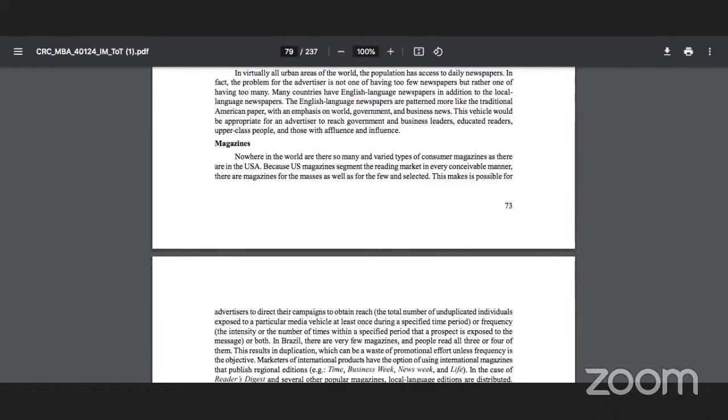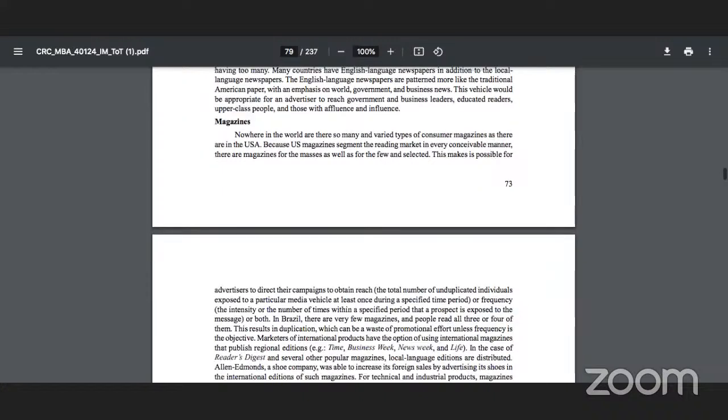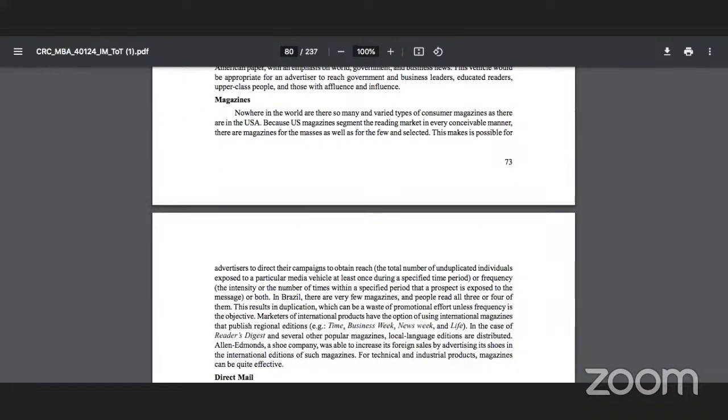news. So it depends on the kind of product that you are selling, and also your listeners or viewers in the case of newspaper. Are they the kind who are educated? Are they upper class? Are they affluent, influential? Are they highly literate? So then you would want to target English newspapers rather than regional newspapers or even radio or television.